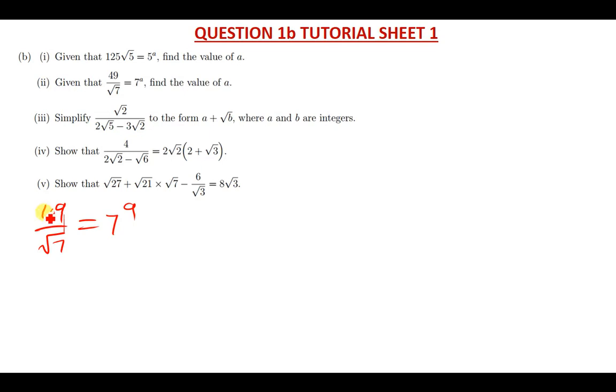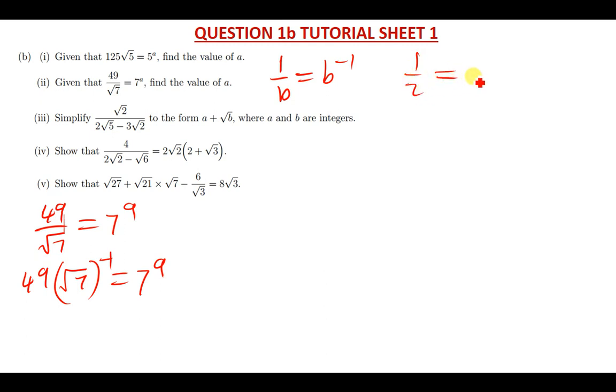We know that 49 can be written as 7 squared. But even before we do that, let us first say 49, and when this 7 is taken on top, it will have a negative power. So we have 49 times the root of 7 to the power negative 1, equal to 7 to the power a. What I've just done is that if you have 1 over b, this can also be written as b to the power negative 1. If you have 1 over 2, this can also be written as 2 to the power negative 1. It's just the same.